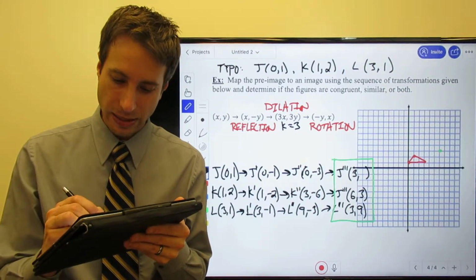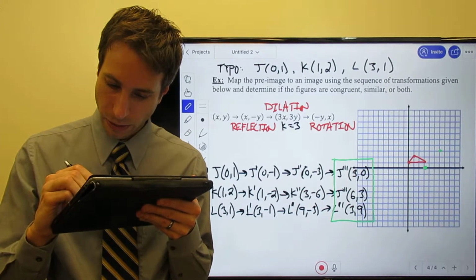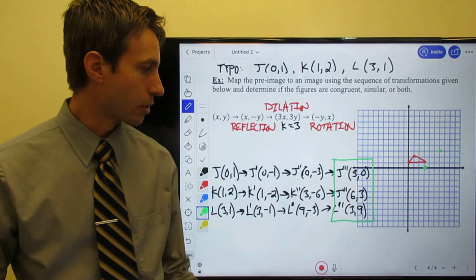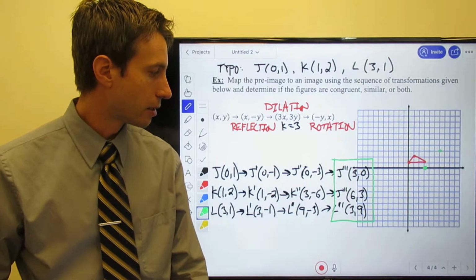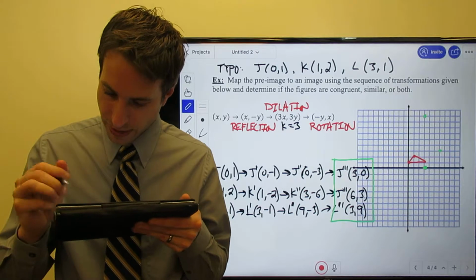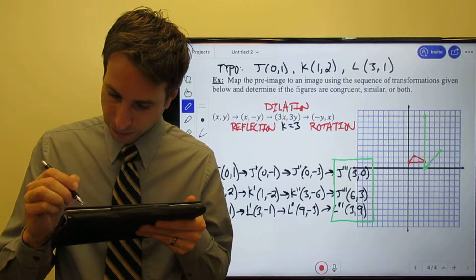And that is going to look like a triangle because now I'm at 3, 0. Boom, there we go. So there's 3, 0. There's 6, 3. Now I need 3, 9. Which is right up there. And boom, there's my triangle.